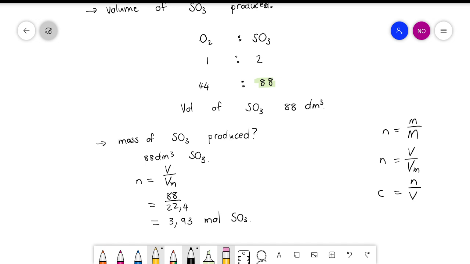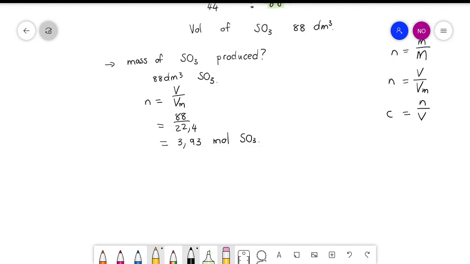Okay. And how do I put that into mass? I now use this one. So I have the amount of moles. I want to calculate the mass. And the molar mass you can always get from the periodic table.